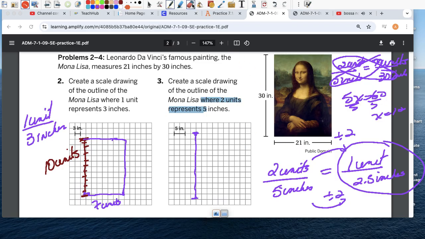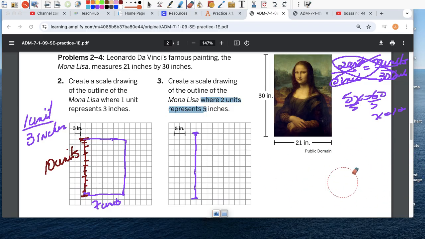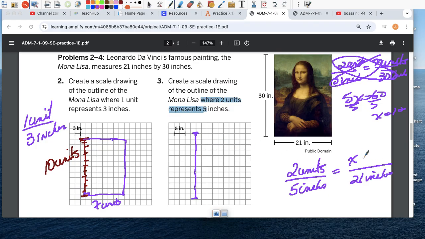Let's do 21. With 21, so 2 units is 5 inches. That's the scale given to us. And I want to know what 21 inches. How many units will I use to represent 21 inches? So x units, cross multiply, we get 5x. 21 times 2 is 42. Divide by 5, divide by 5. 5 divided by 5 is just 1, times x is just x, and 42 divided by 5 is going to give me, let's see, x equals 8.4.